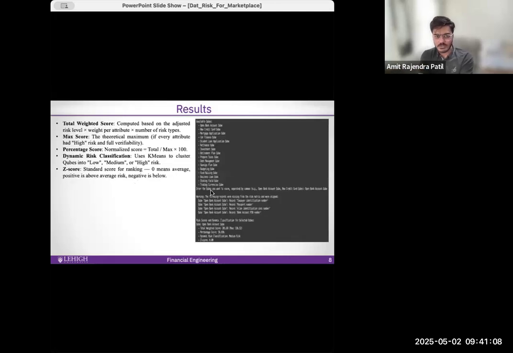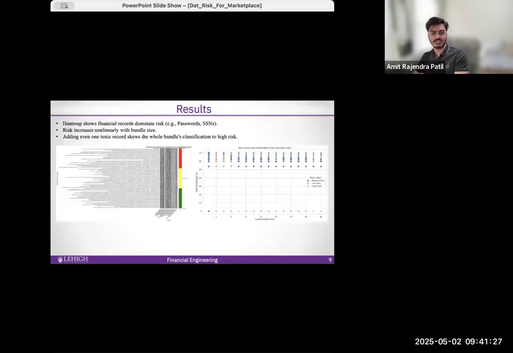So the results, as I guess many of us have already seen in our day-to-day Friday meetings, usually show the total weighted score, the maximum possible score, the percentage score, whatever the missing values are, and how the z-score is defining the risk, which I mentioned is k-means clustering again.